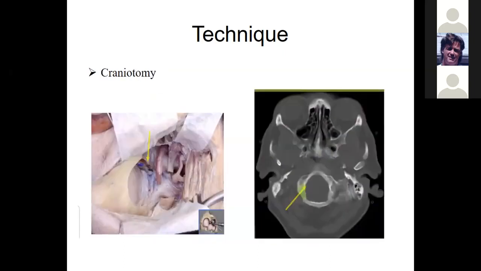Further, after this location and protection of the main structures, we have the craniotomy that is performed infralaterally, taking care to protect the vertebral artery. And besides, we have resection of the posterior arc of C2. This resection permits better exposure of this posterolateral region and provides easier access to this region.